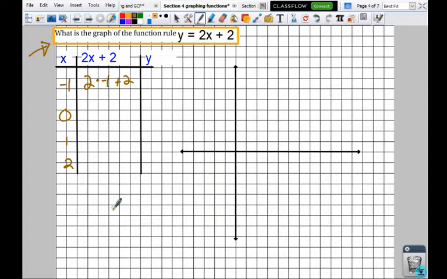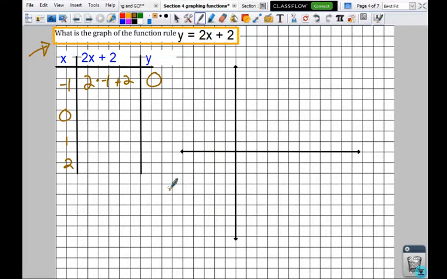What do you get, Jace? Plug in -1. 2 times -1 is not -1. What is it, Kinsey? 0. Because, Jace, what's 2 times -1? -2 plus 2. Zero. There we go.